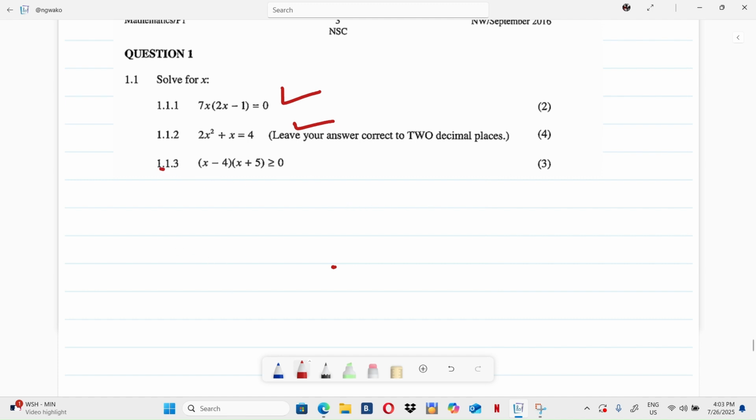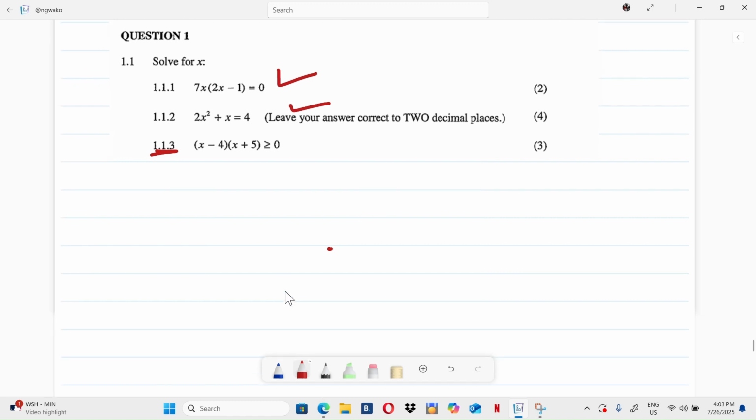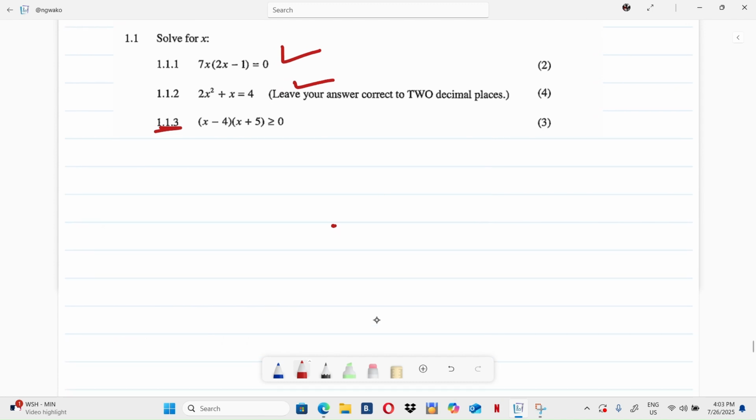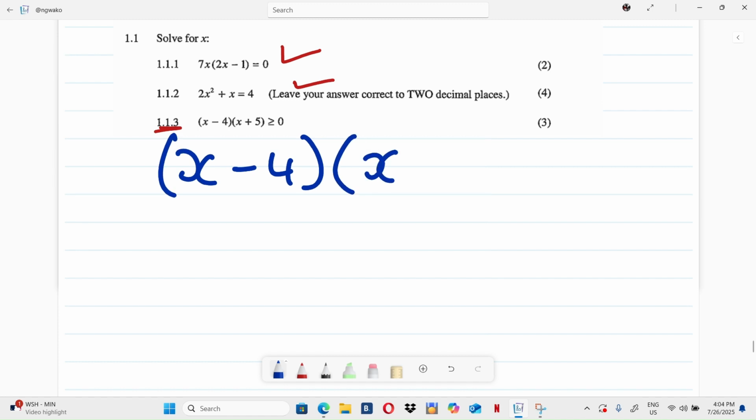Today we're dealing with 1.1.3 and we're trying to solve for x, but this one is an interval. Students make the mistake of saying they don't know how to do this one, but it is just an interval. So I'm going to show you. The first thing you do when you get here is find the roots, meaning you find the places where x is equal to 0. In this case, we have x minus 4 and then x plus 5 is greater or equal to 0.